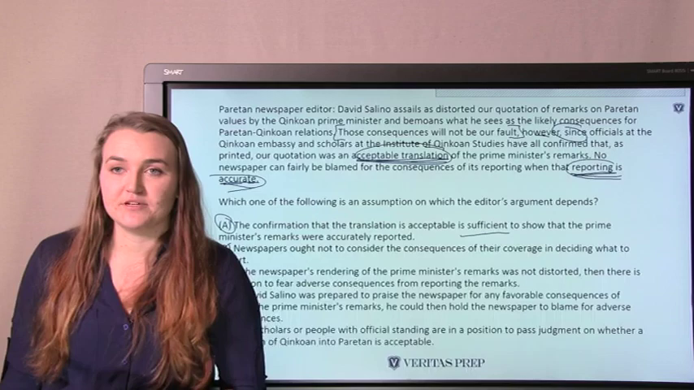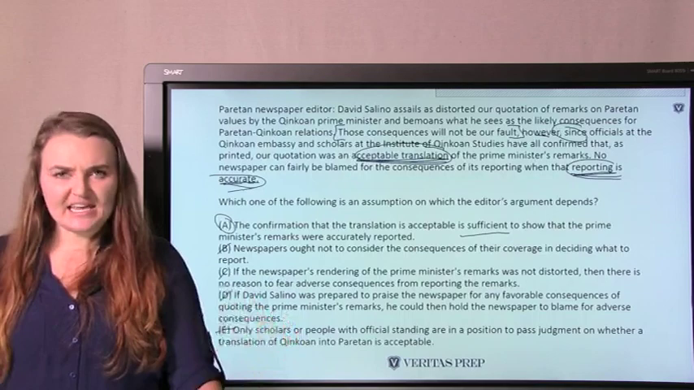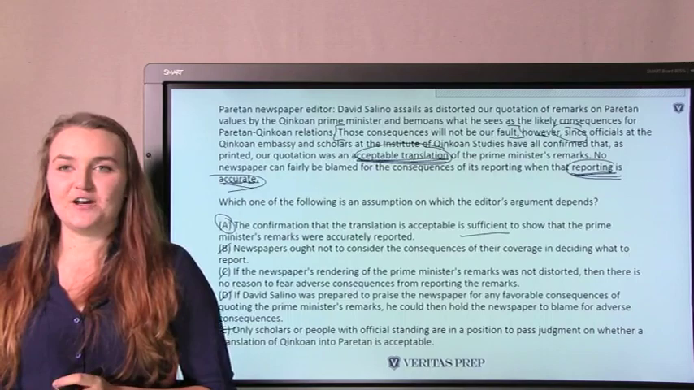The gap in logic that exists there is the gap between acceptable translation and accurate reporting. All right, any lingering questions on this one before I wrap things up for our session and go through a couple of final points? All right, let's go for it.